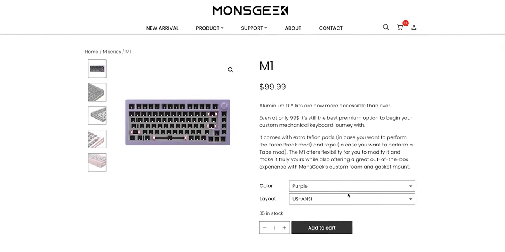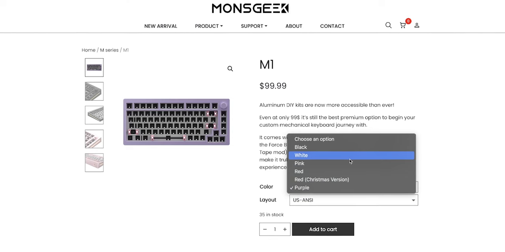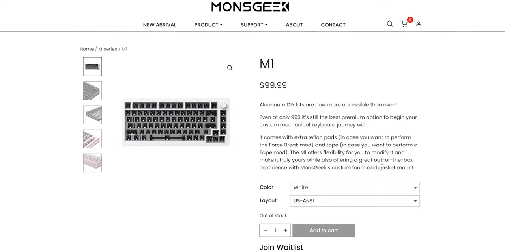As for other aspects of the M1, the value proposition of this keyboard is what makes it such an exciting product. After all, this full aluminium keyboard only starts at $99 US, and it's really, really good value for money. However, it does have a few weaknesses here and there.